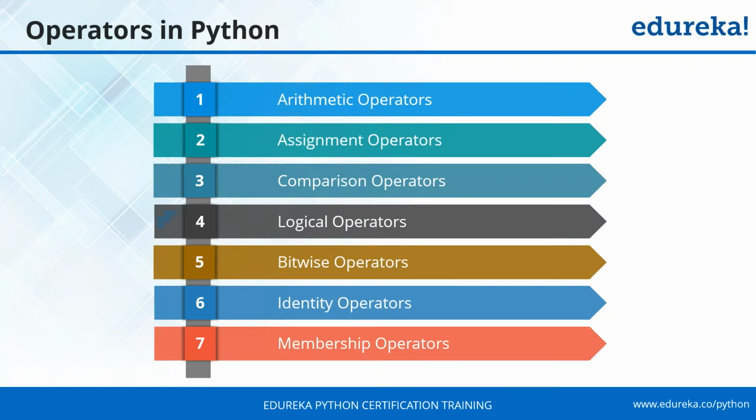Now there are mainly 7 different types of operators present in Python. The first is the arithmetic operator, then we have the assignment operator, then comparison operator, logical operator, following that is bitwise operator, after that is the identity operator, and finally we have the membership operator. Now don't worry, we'll be looking at each of them individually as well as what operators they have in these domains. Now first off, we look at arithmetic operators.